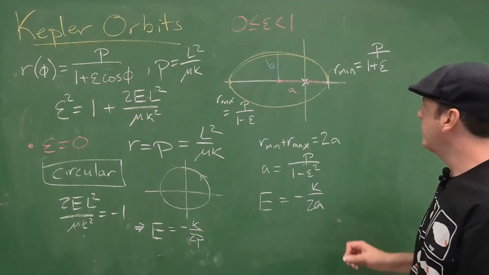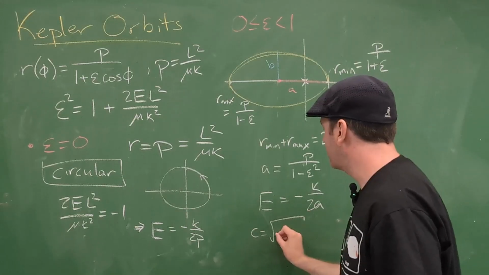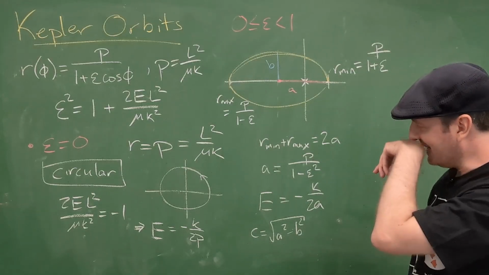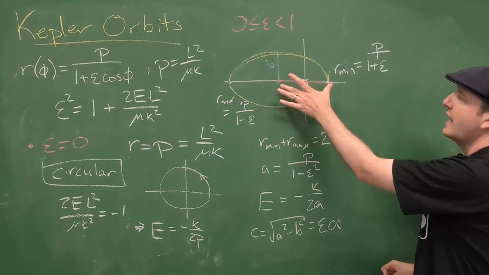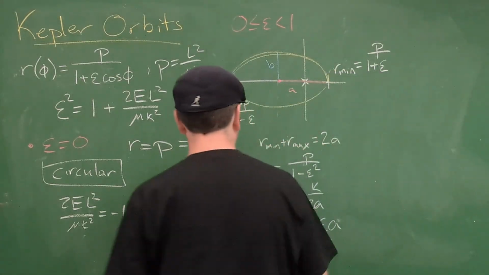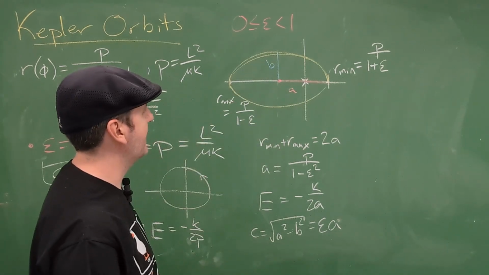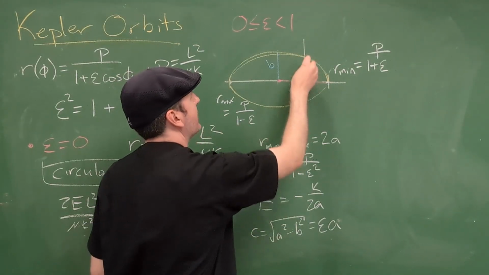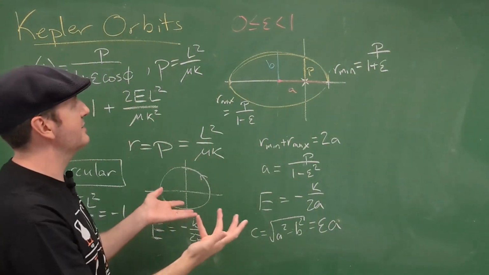And that's usually defined through a new variable, which I'll call c, which is the square root of a squared minus b squared. This value, I don't know that it really has a name, but it's actually equal to epsilon times a. So if we scale this semi-major axis by a factor of epsilon, we'll recover this value c, and that'll be related to both of these semi-major and semi-minor axes themselves. Of course, we could also add in one last thing, which is that this distance is p. That's the semi-latus rectum. A lot of semis in these.